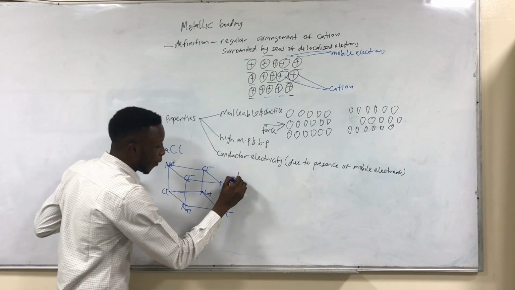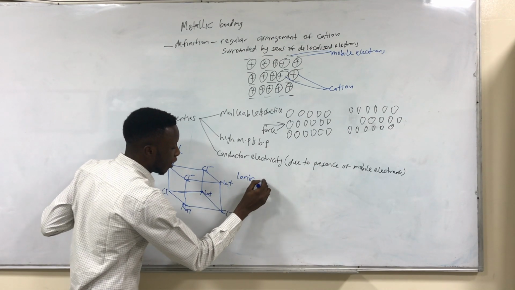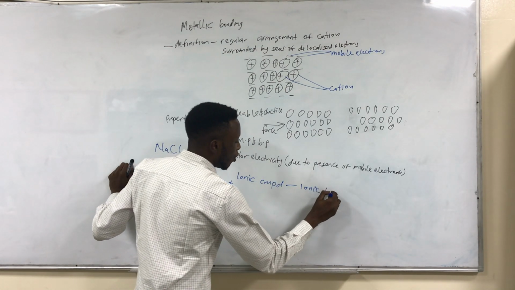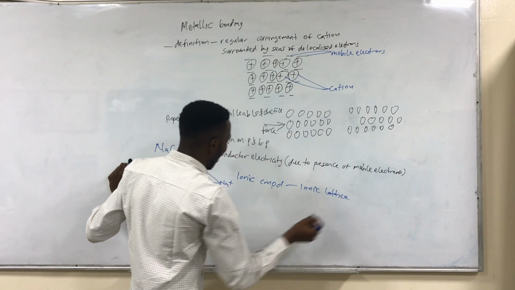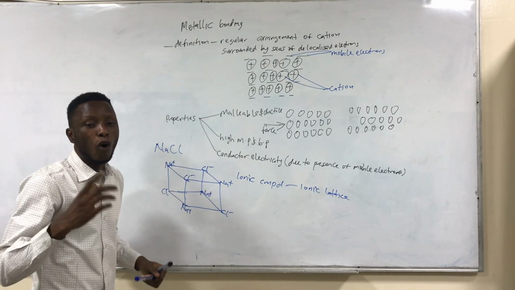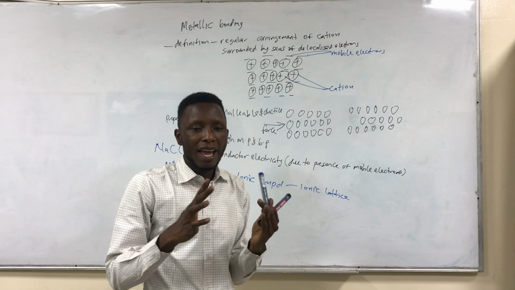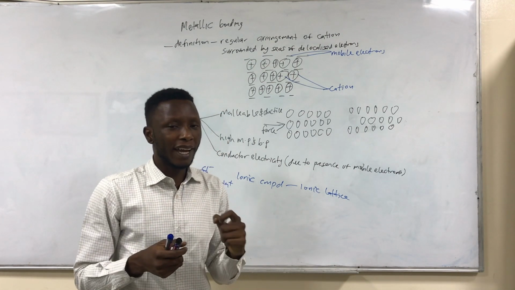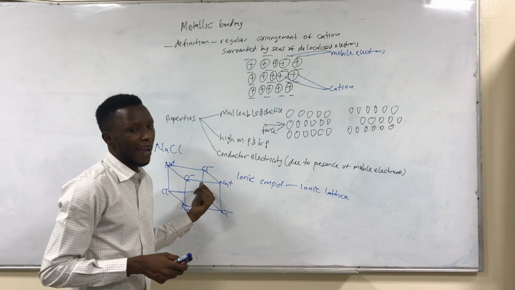For ionic compounds, they have what we call an ionic lattice. An ionic lattice is an alternating arrangement of oppositely charged ions held together by strong electrostatic force of attraction. So please don't forget that one. This is the structure of an ionic compound.